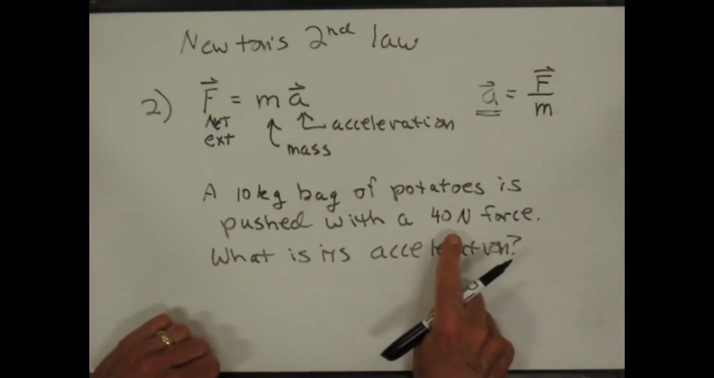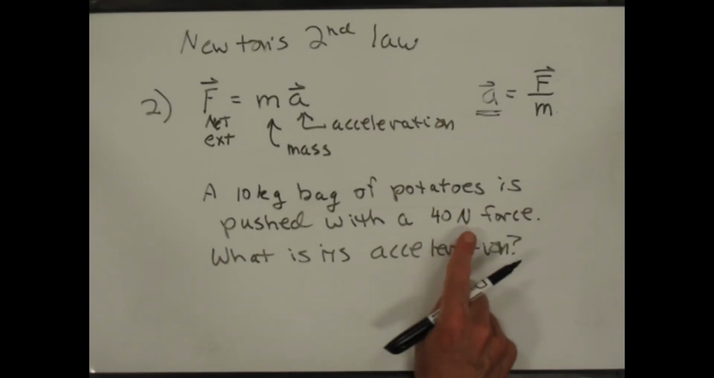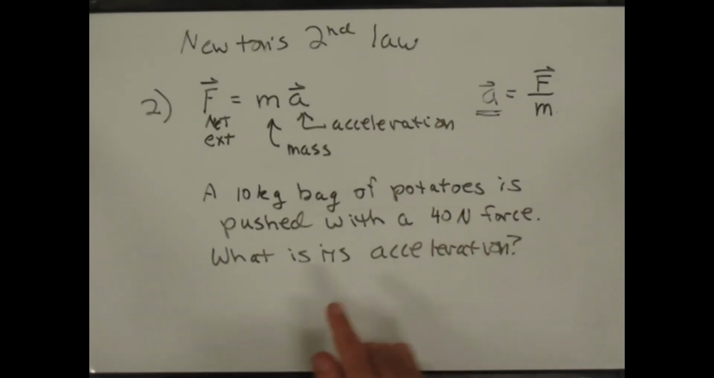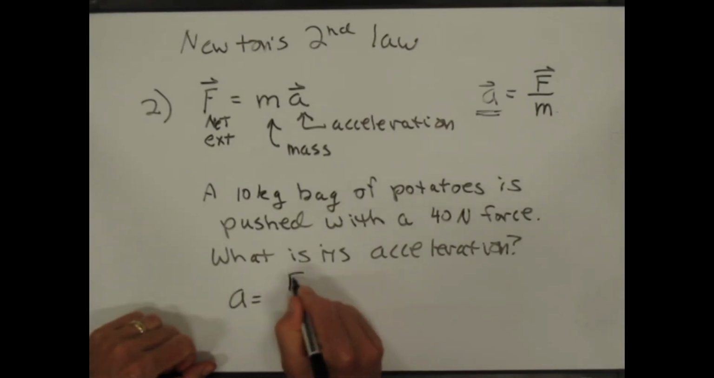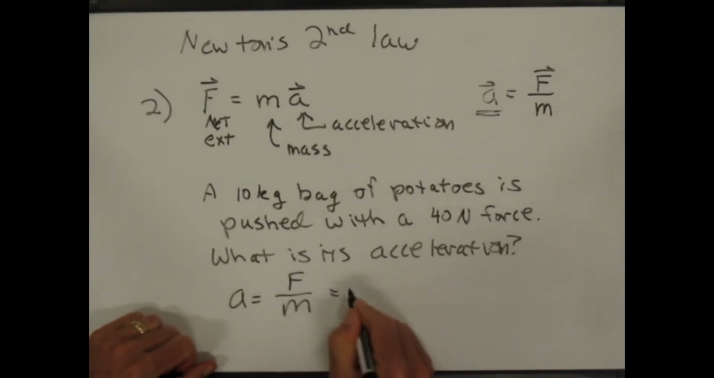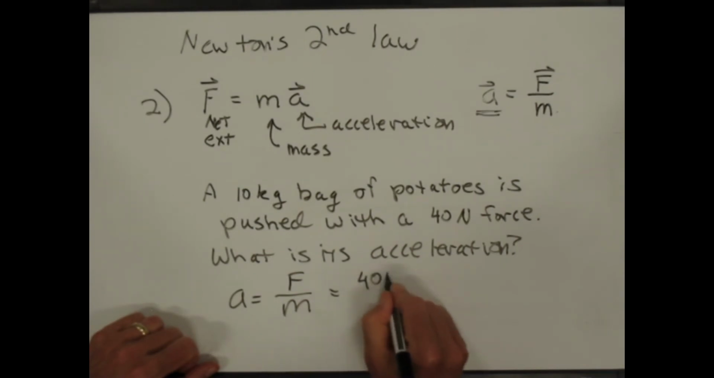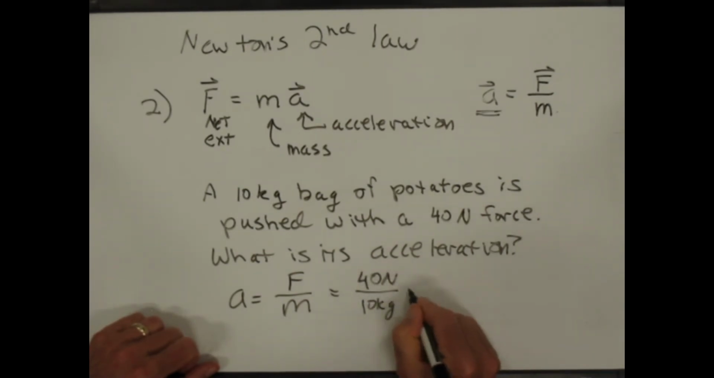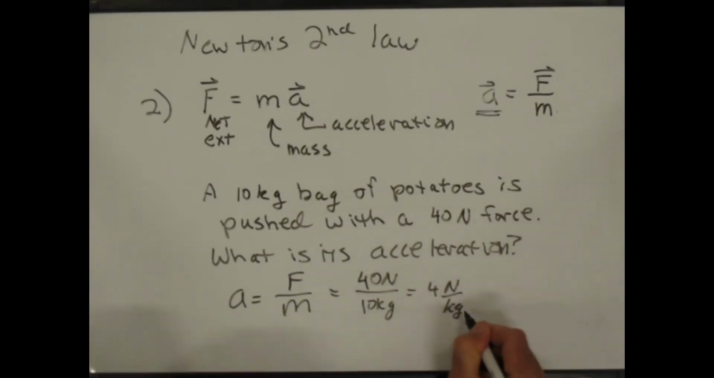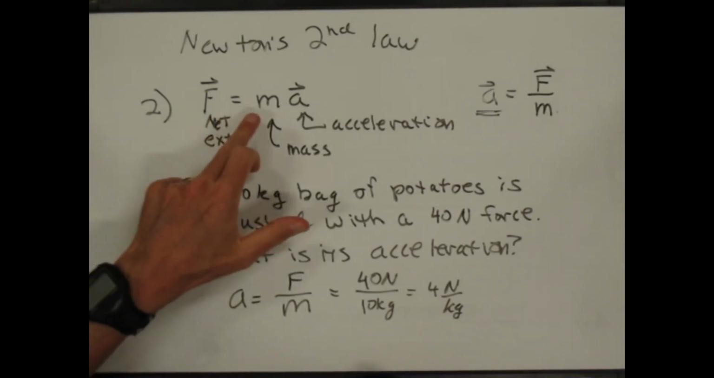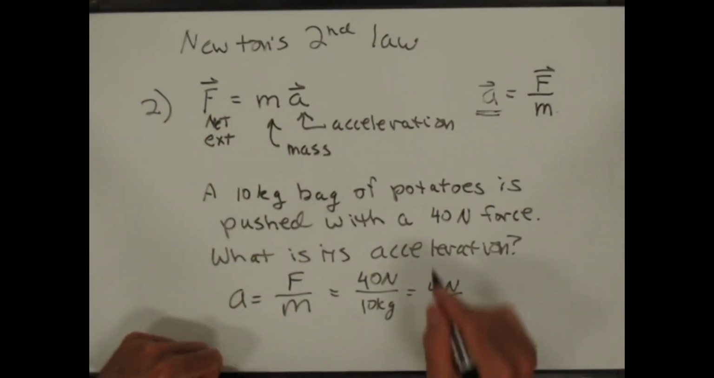So we're going to assume this is the net external force, right? So this is just somebody pushing on the bag of potatoes. And so we can say, look, the acceleration is the force divided by the mass. That's 40 newtons divided by 10 kilograms, which is 4 newtons per kilogram. And we say, well, how is that a unit of acceleration? Well, we have to come back up here and look at what the units are, right?